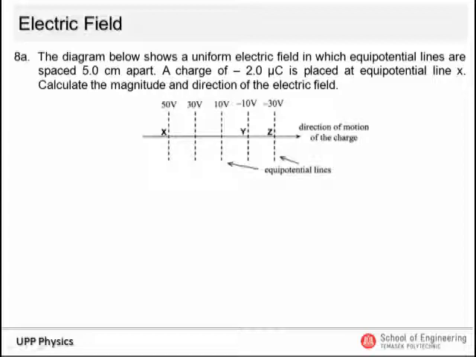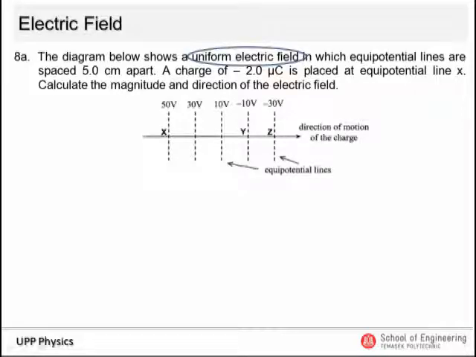The diagram below shows a uniform electric field in which equipotential lines are spaced 5 cm apart. A charge of negative 2.0 microcoulomb is placed at equipotential line X. Calculate the magnitude and direction of the electric field. Before we proceed to solve this question, there is a need to understand certain important terms in the question.